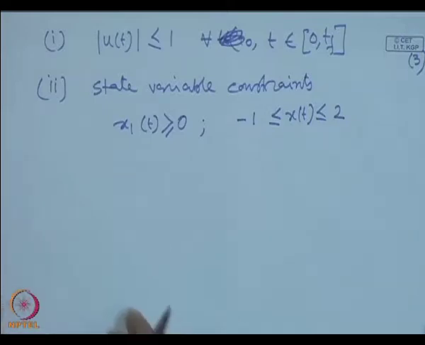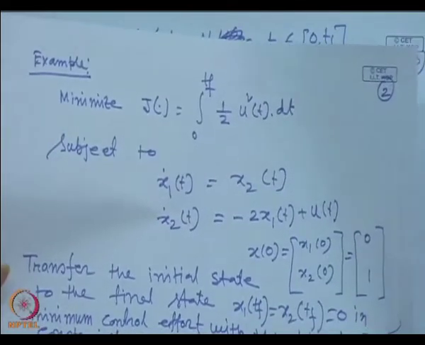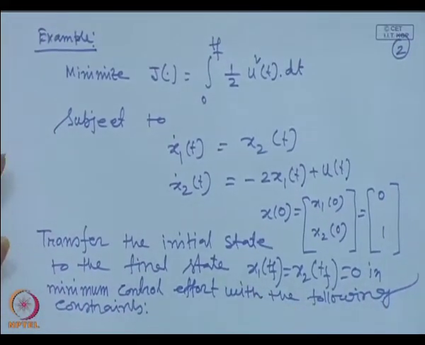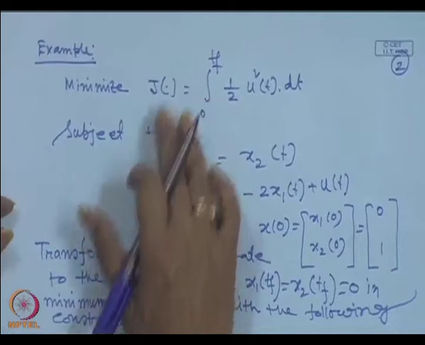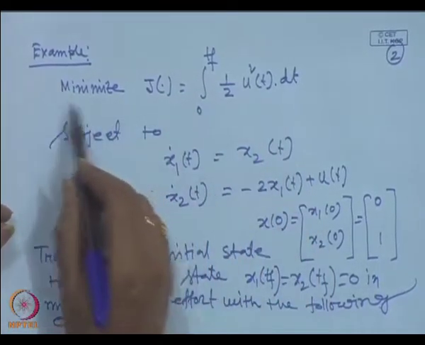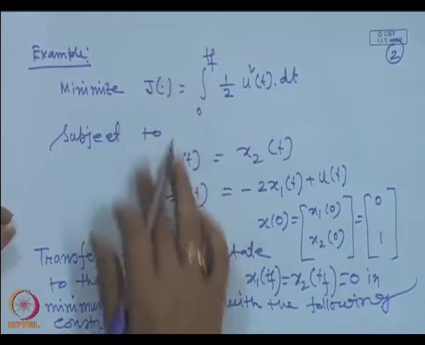So, this type of problem we have done in static optimization, where we are minimizing the performance index subject to the constraints, and there equality constraints and inequality constraints were present. We have solved that type of problem earlier, but now this problem is a dynamic optimization problem.